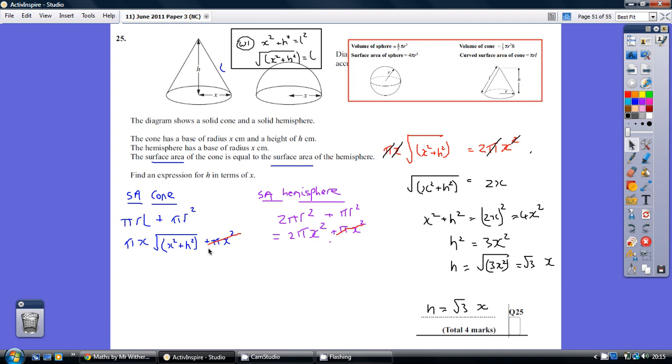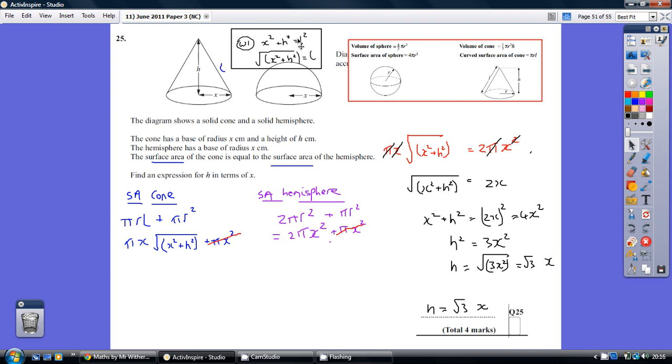So that's why I've immediately cancelled out the pi x squareds, because they've both got the same surface area on the bottom. Anyway, back to what we're saying. The surface area of the curved surface of a cone is pi RL. Now L is the diagonal height. Okay, so we don't want to deal with this in terms of diagonal height. We want to deal with this in terms of the h being the perpendicular height.